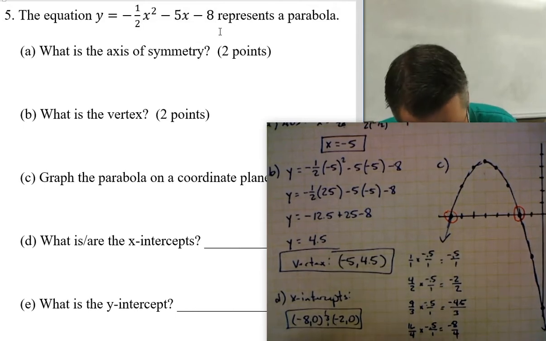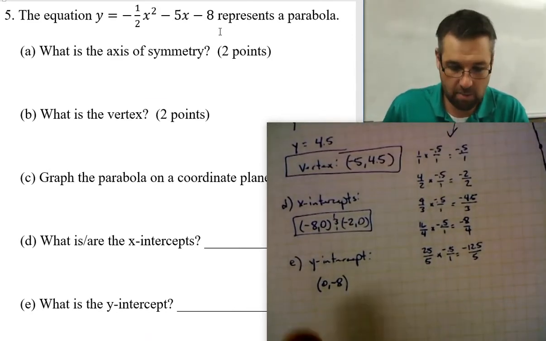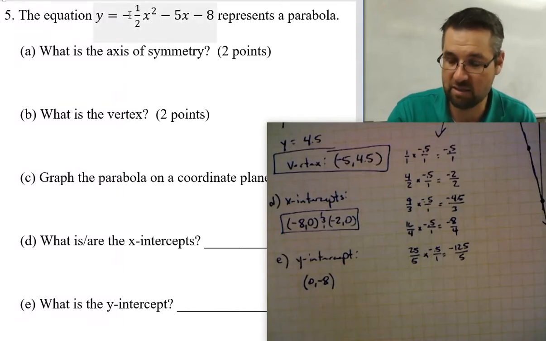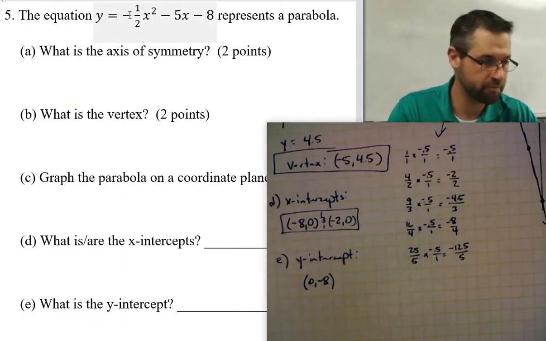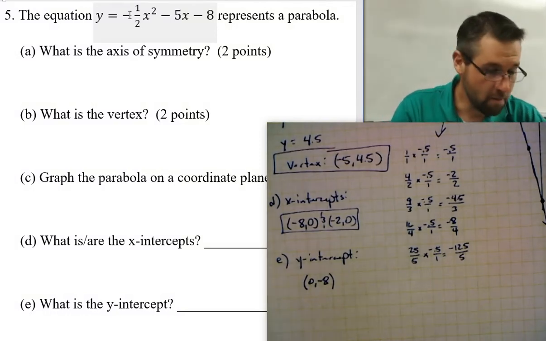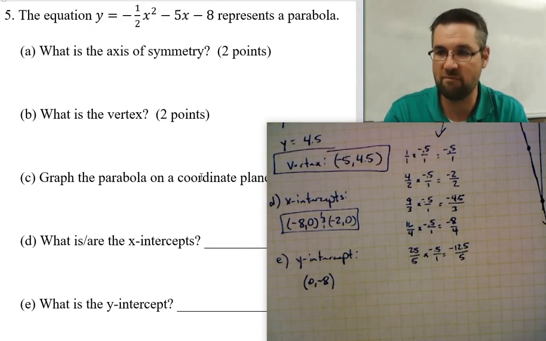So the y-intercept here is going to be 0, -8. You should be able to identify that, 0, -8. You should be able to identify that without graphing if it's in standard form. But you can then use it to check to see if your graph makes sense.